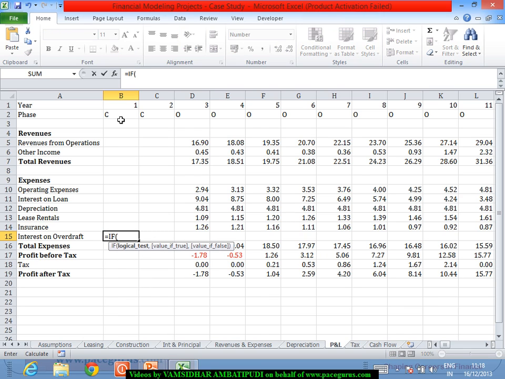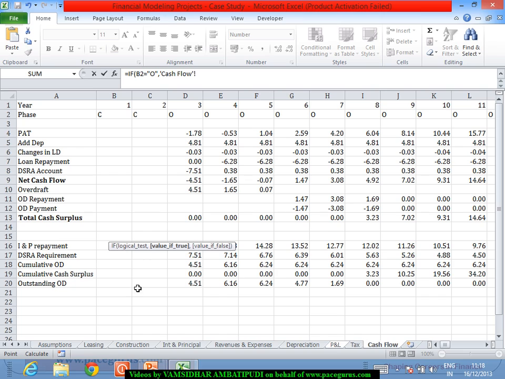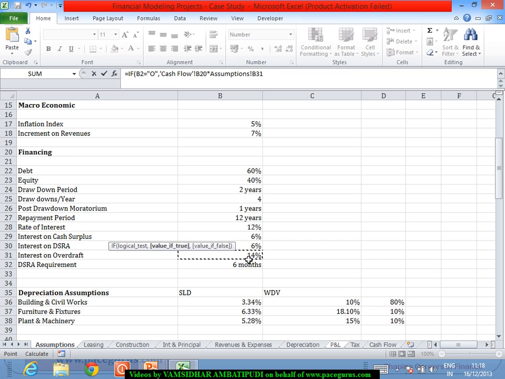The same way I can think of the interest on overdraft, which could also go with the same logic. If this is operations, all I can do is simply multiply. If at all the overdraft is existing, I can take the outstanding overdraft and multiply it with the interest on the overdraft. So this is what I'm computing, otherwise I will leave it as blank.